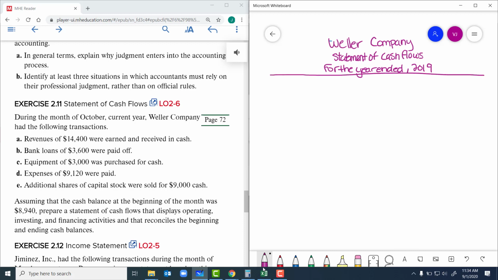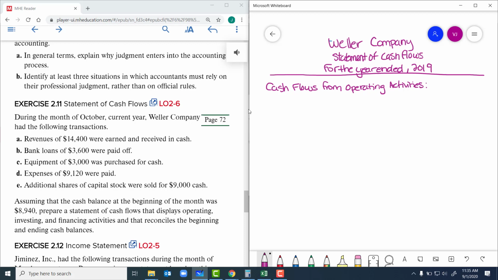Okay. So we want to break this up between cash flows from operating activities, cash flows from investing activities, and cash flows from financing activities. So we'll start with cash flows from operating activities. So basically, this is what cash came in and what cash came out due to just operating the business. And two main things that will always fall under this category would be revenues and expenses.